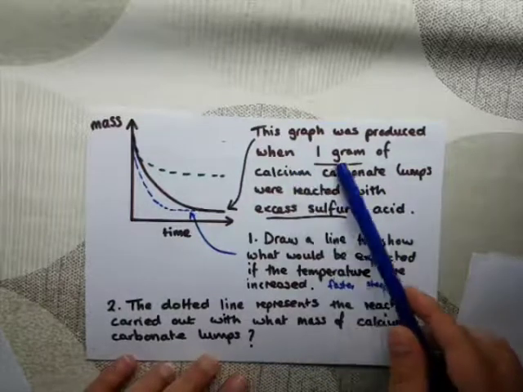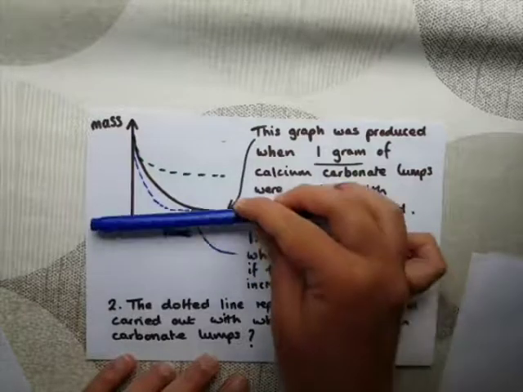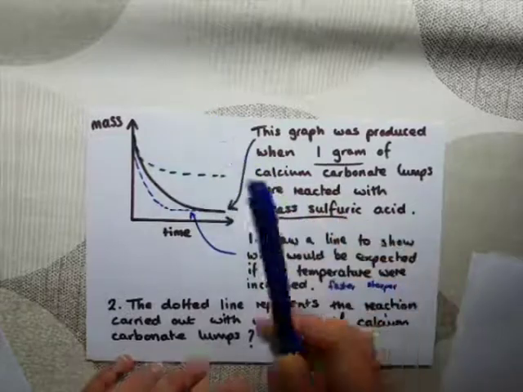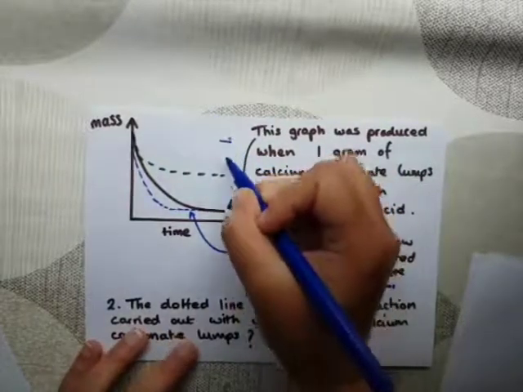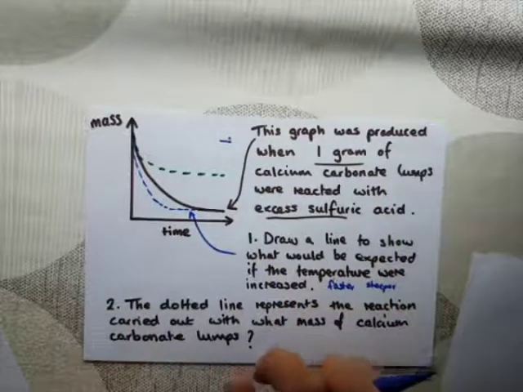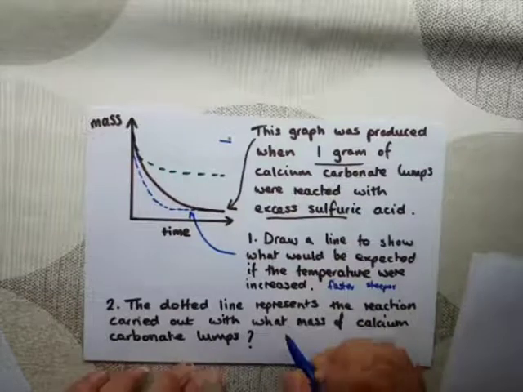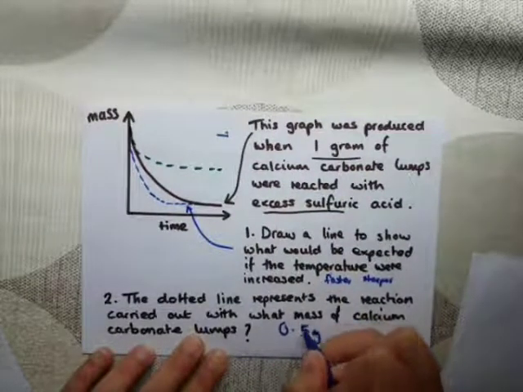Okay, and then the dotted line represents the reaction carried out with what mass of calcium carbonate lumps? Well, we had 1 gram of the limiting reactant in the first experiment and we lost this much mass. Here it looks like we started up here, so that's my wee marker for where we started off. It looks like we've lost about half as much mass, so that suggests that we started with about half as much of the limiting reactant. So half of 1 is 0.5 grams.